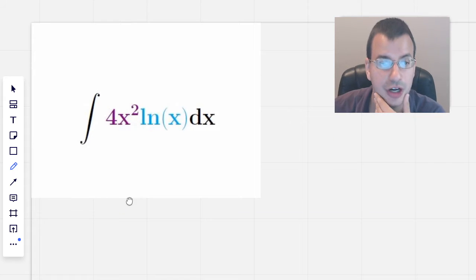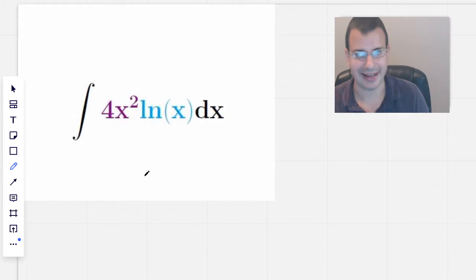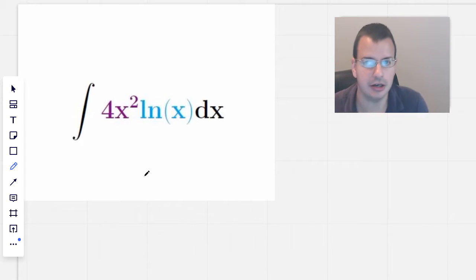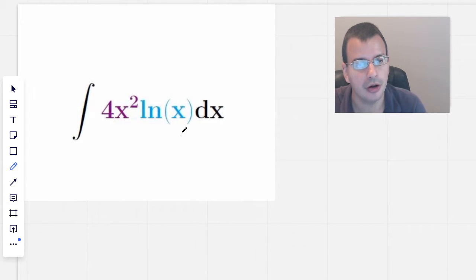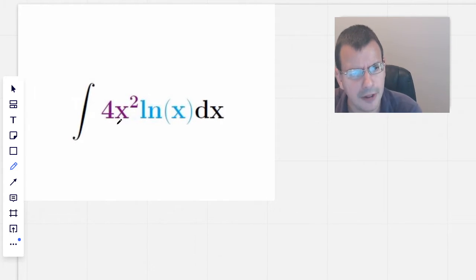Integral of 4x squared times natural log of x. Okay, so my first feeling here is integration by parts, or as the French say, integration par partie.